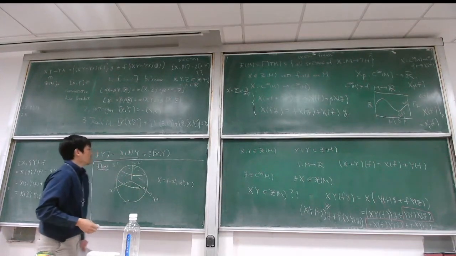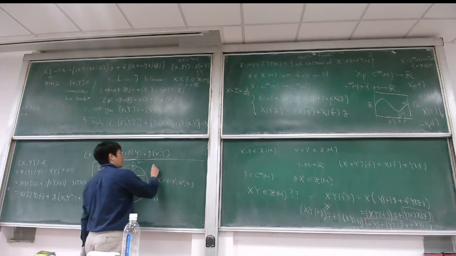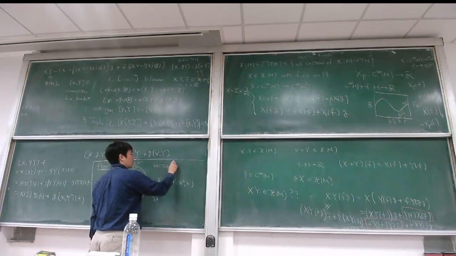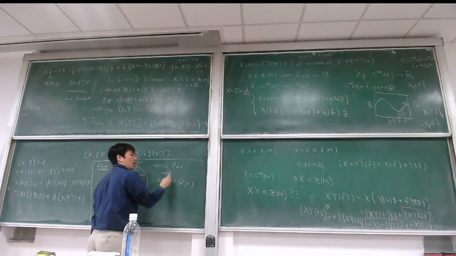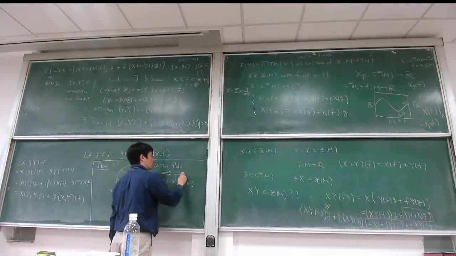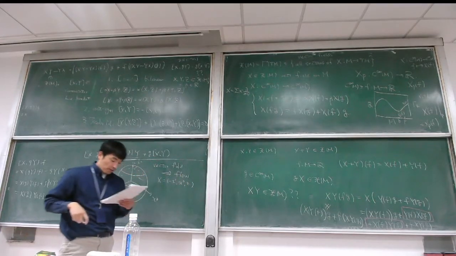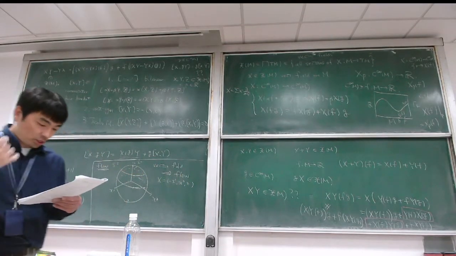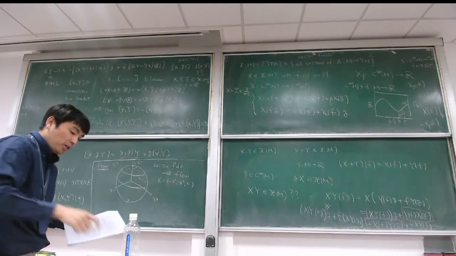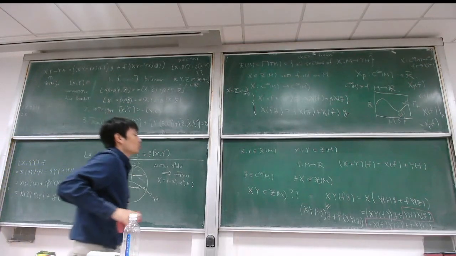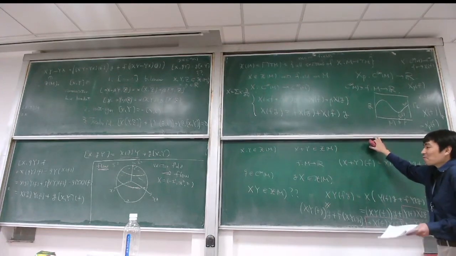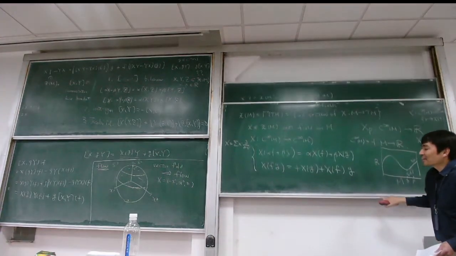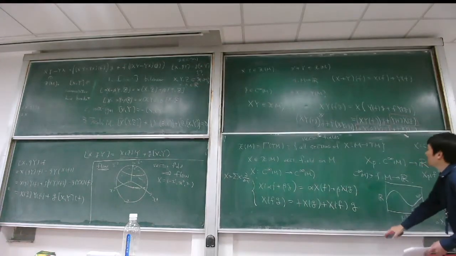So given a vector field, one can create a so-called flow or one parameter family of diffeomorphism. But that's too tongue twisting, so I'm not going to use one parameter family of diffeomorphism. I just call it flow.